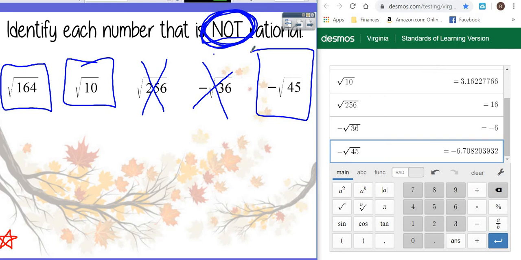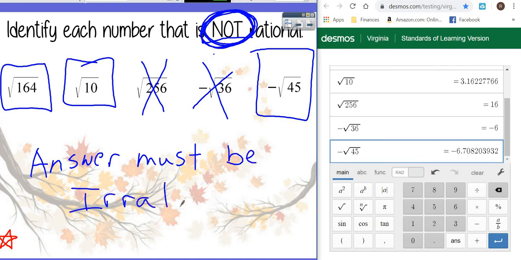When they ask these questions, a lot of times what I do to keep from confusing myself is this: it says, identify each number that is not rational. So if a number is not rational, that means my answer must be irrational. I do this just to try to keep from confusing myself. If they want the numbers that are not rational, that means their answers must be irrational.